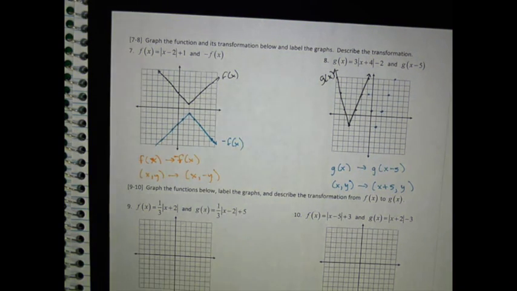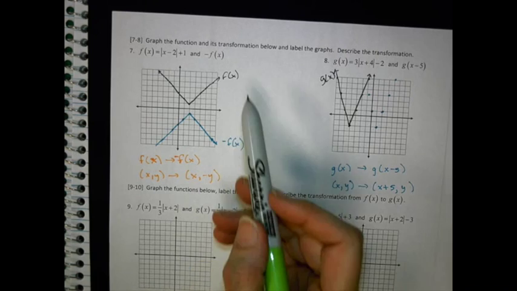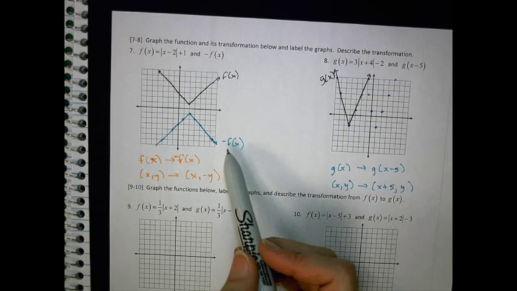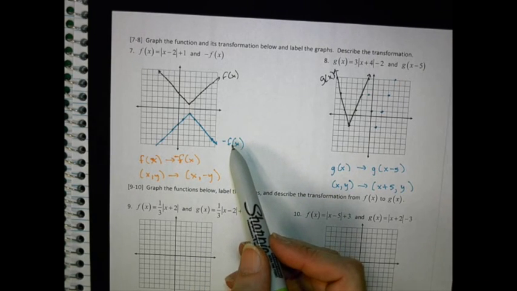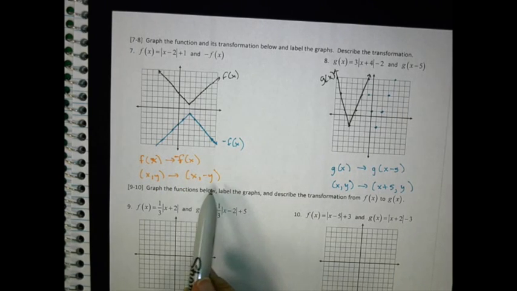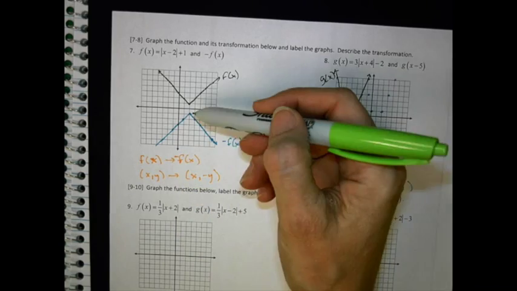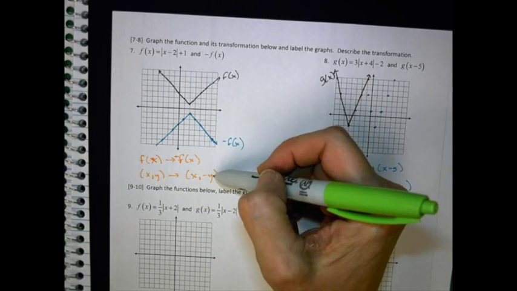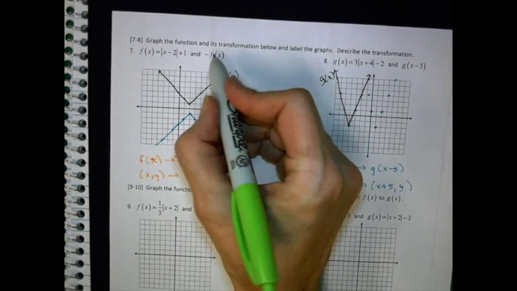Here we have ones from worksheet 3. Here's f of x graphed, here's negative f of x graphed, and they want the transformation from f of x to negative f of x. And so to do this, I kept all the x's the exact same, and the y's I multiplied by a negative. Negative f of x, remember, means negative y value.